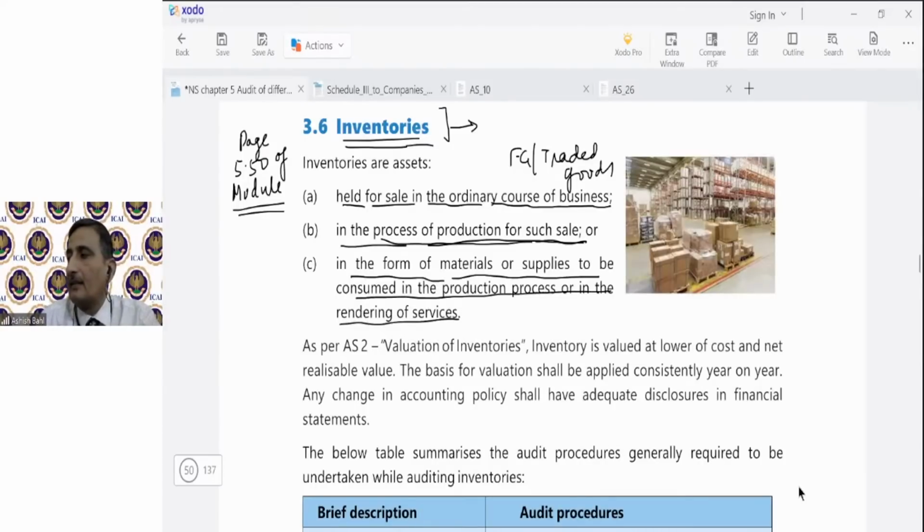So basically students, the three classifications of inventories are raw material, work in process, finished goods or traded goods. In case of a manufacturing concern, we call it finished goods, and in case of a trading entity, we call it traded goods, because in case of a trading concern, these goods are purchased and sold, these are traded.